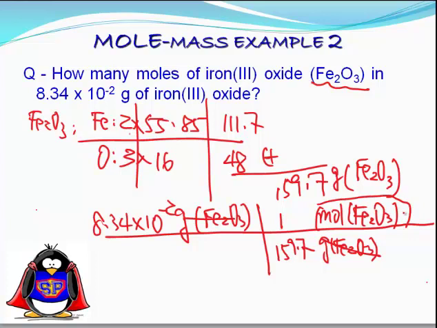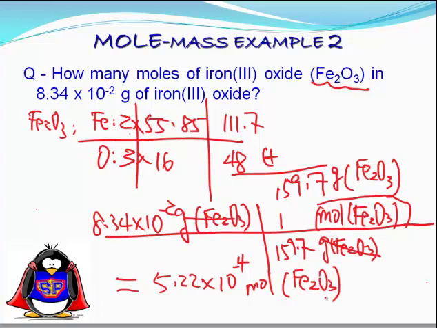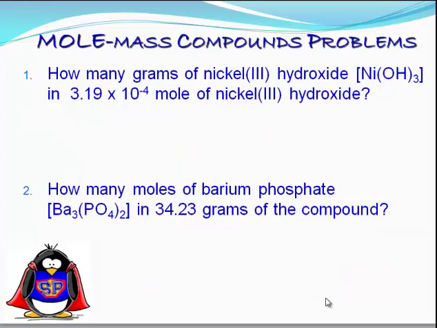I don't memorize. Should I multiply? Should I divide? The units tell you what to do. Then now you just clean up the math arithmetic. You can arrive at 5.22 times 10 to the negative 4 moles of Fe2O3.